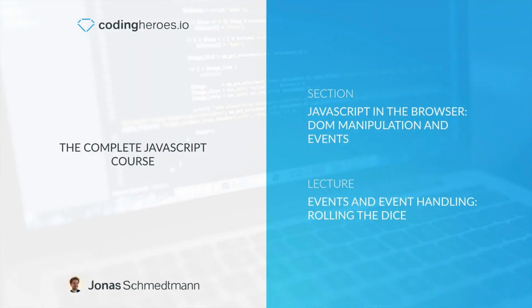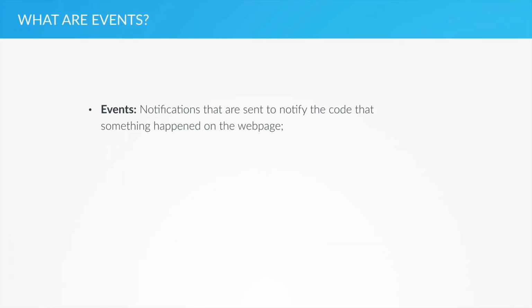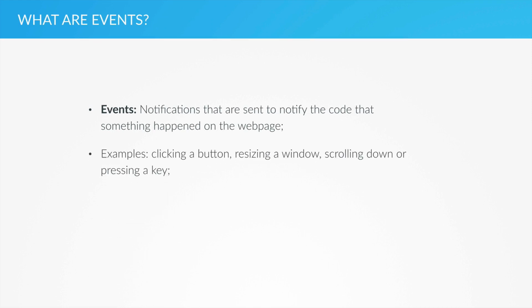Before we move on with coding the roll the dice button, let's talk about another important topic that is closely related with the DOM and DOM manipulation, and that's events. Events are like notifications that are sent to notify our code that something happened on the web page. And events are triggered by things like clicking a button, resizing a window, scrolling down, or even pressing a key.